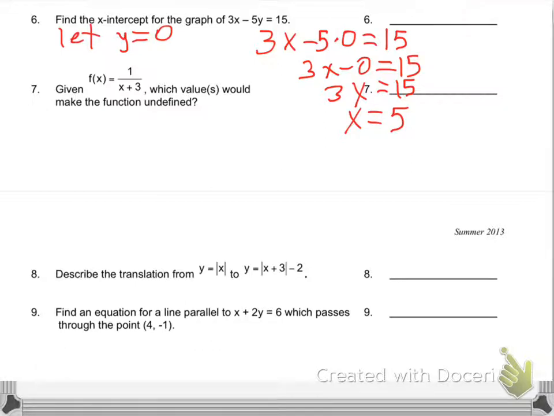I don't know why it keeps doing that, excuse me. So my x value is 5, and my y value, remember we plugged in 0. So the y value is 0. Okay. Again, I'm going to erase, so if you need to write it down, please pause the video.